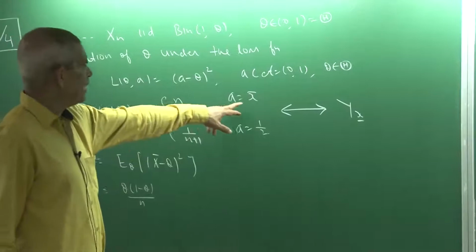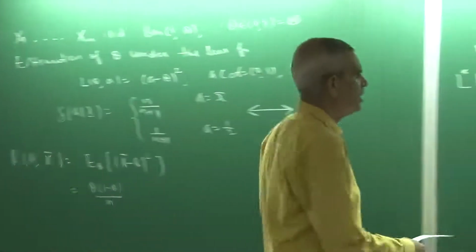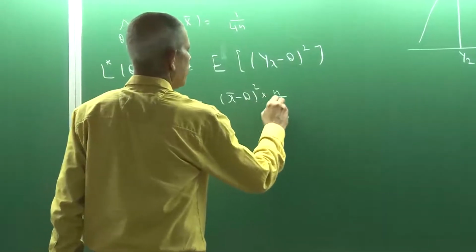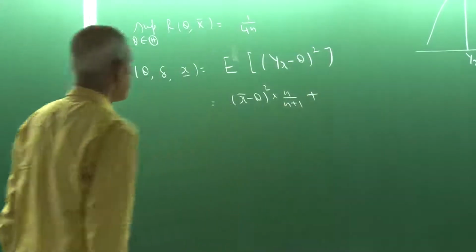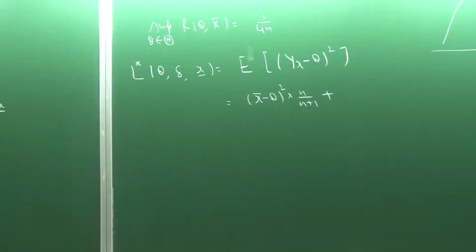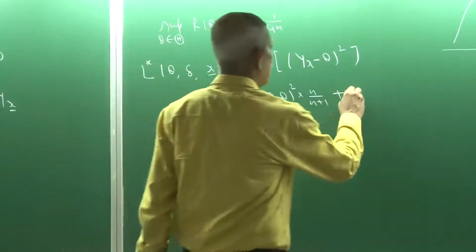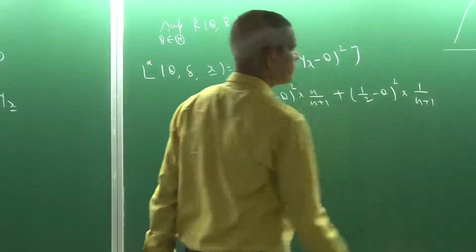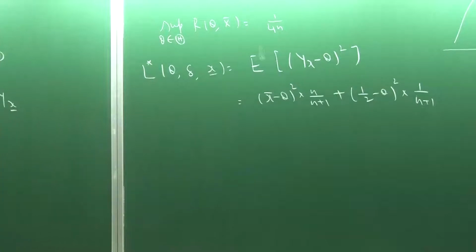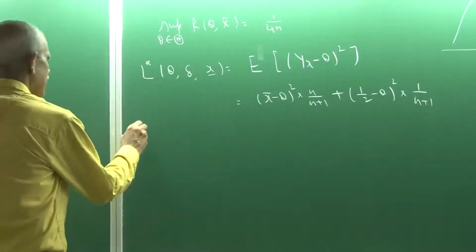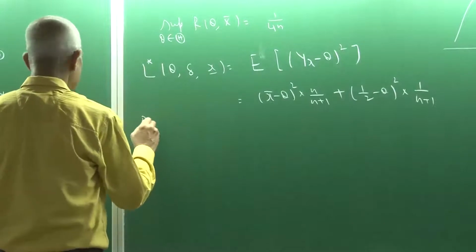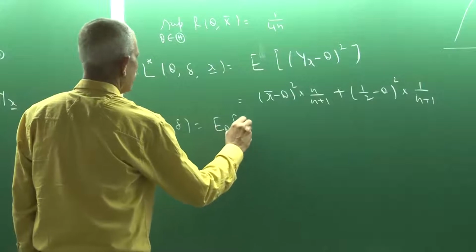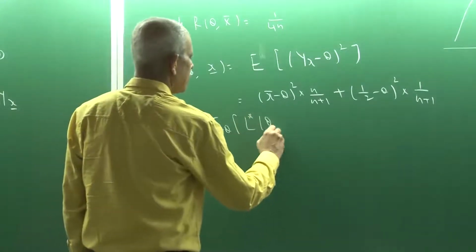What is Yx? Yx is x bar with probability n upon n plus 1, so this is the same as (x bar minus theta) whole square into n upon n plus 1, plus Yx is half with probability 1 upon n plus 1, so (half minus theta) whole square into 1 upon n plus 1. So this is L star. I can now talk about R(theta, delta), which is the expected value of L star(theta, delta, x).